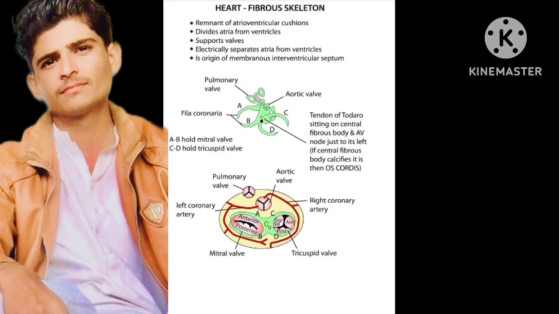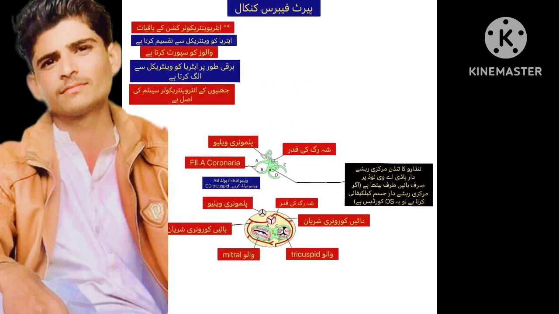This skeleton actually divides and electrically separates the atria from the ventricles. It's a remnant of the atrioventricular cushions that form during fetal development, and from it extending downwards is the thinner membranous part of the interventricular septum.